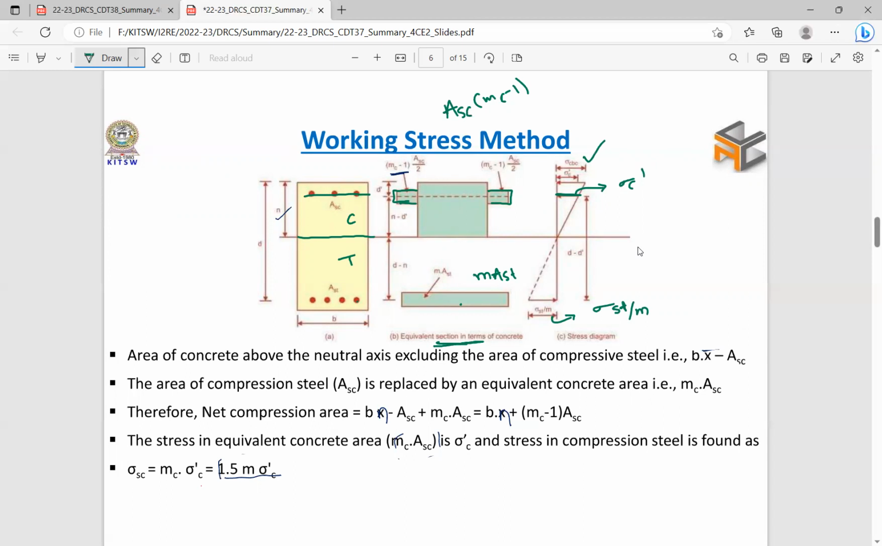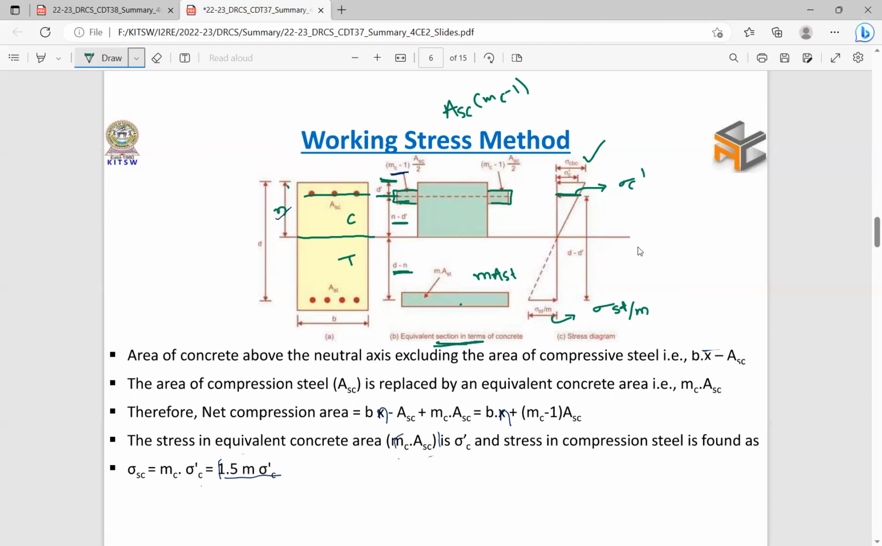Right? So now first I want to calculate the net compression area of this compression zone as well as the tension zone. If you equate the net compression zone in concrete and steel, then we will get the neutral axis depth. I am considering the neutral axis depth as N. Effective depth is small d. Effective cover is d dash. So this portion will be N minus d dash, and this portion will be d minus N, effective depth minus neutral axis depth.